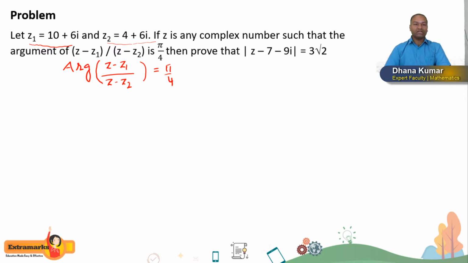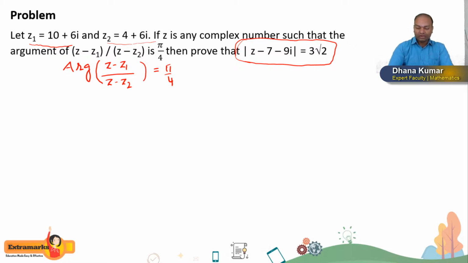The argument condition is given, the answer is pi by 4. Then prove that modulus of z minus 7 minus 9i is equal to 3 root 2. That is our given question. Okay. Before solving this question, just you see here some simple points.